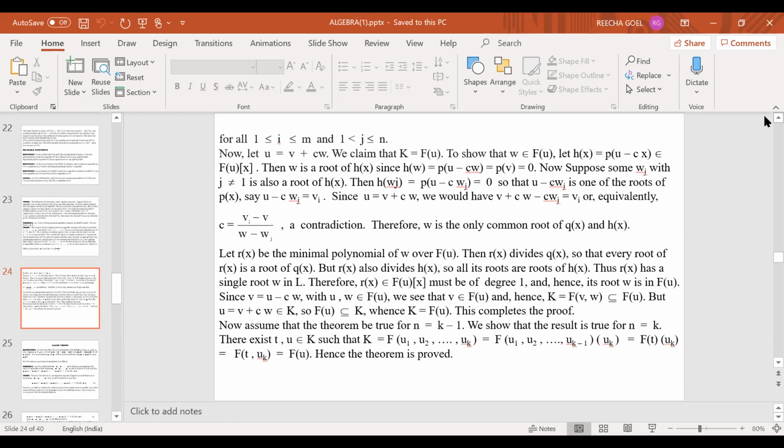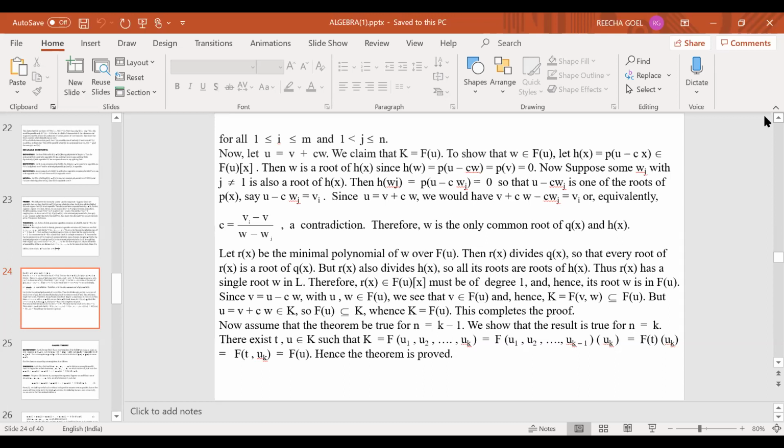So I can always find an element t in K such that F(u1, u2, ..., uk minus 1) is nothing but F(t). That is, F(u1, ..., uk) is equal to F(t, uk). And we have already proved the result for n is equal to 2. So we can always find an element u in K such that F(t, uk) is equal to F(u). So K is nothing but F(u). And this proves the theorem.